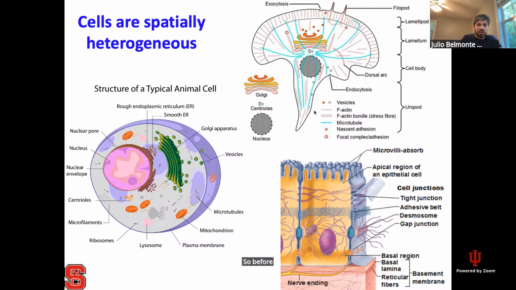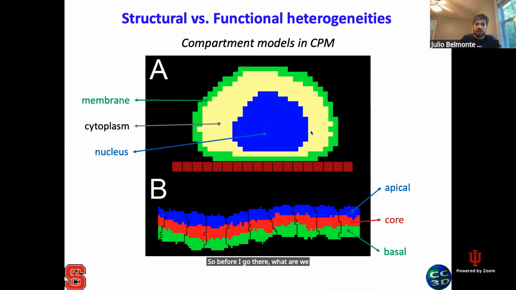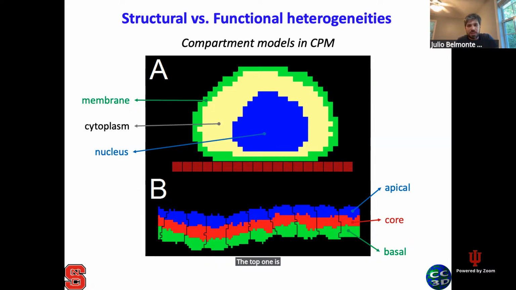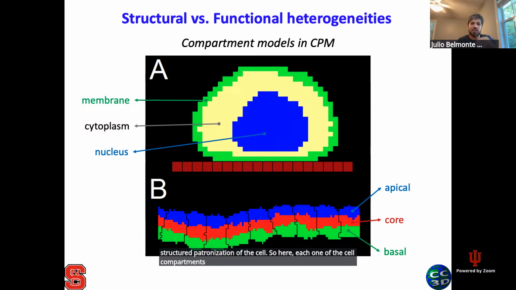So before you go there, what am I talking about when I tell you about a CompuCell model with compartments? That's what they would look like. Here you see two pictures, two examples of how to use cell compartments in CompuCell3D. The top one is a more structural compartmentalization of the cell. So here, each one of the cell compartments is actually matched to a specific organelle in your cell.